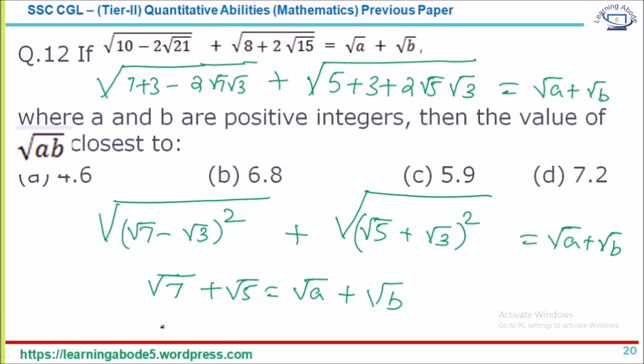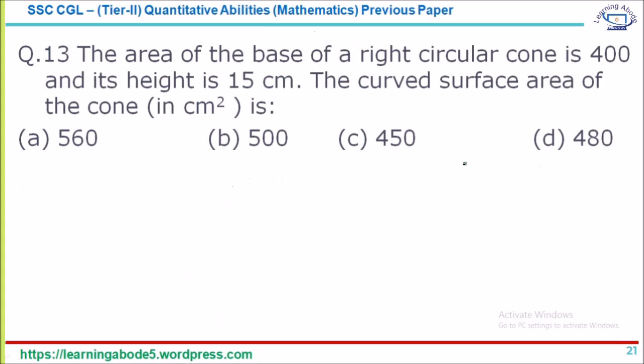So you can say A and B are 7 and 5. So root AB is equal to root 35. Okay, now root 36 you know is 6. So root 35 should be 5.9. That's answer option C. Next question.